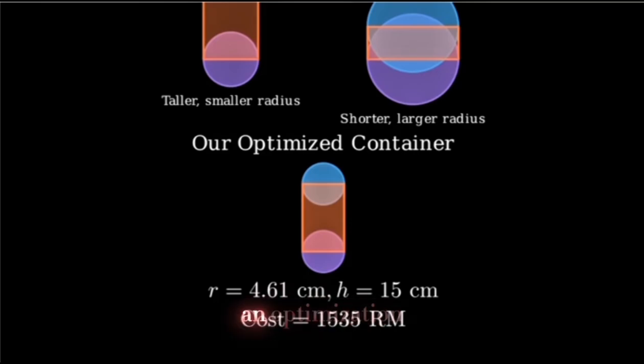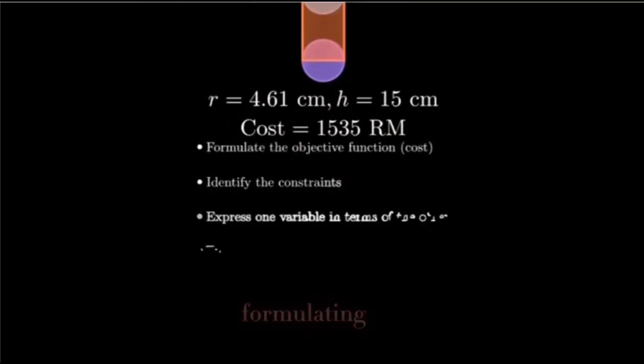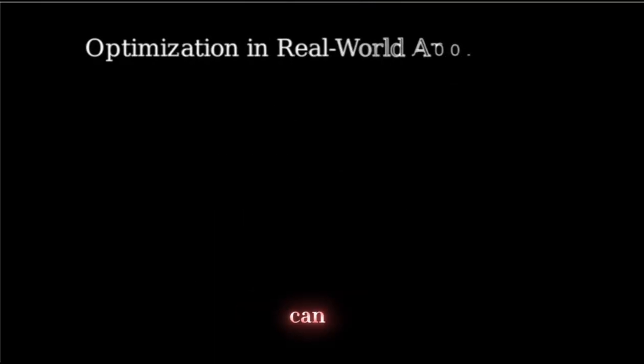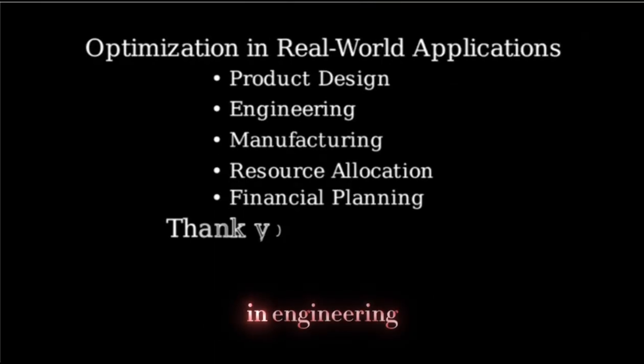To summarize, we've solved an optimization problem with multiple constraints by: 1. Formulating the objective function, the cost function. 2. Identifying the constraints. 3. Expressing one variable in terms of the other. 4. Finding the feasible region. 5. Checking the endpoints of the feasible region. And 6. Determining the minimum cost design. This approach can be applied to many real-world optimization problems in engineering, business, and other fields.